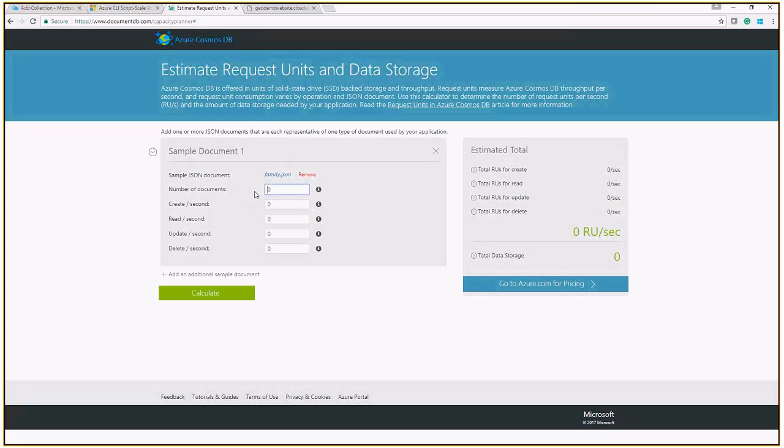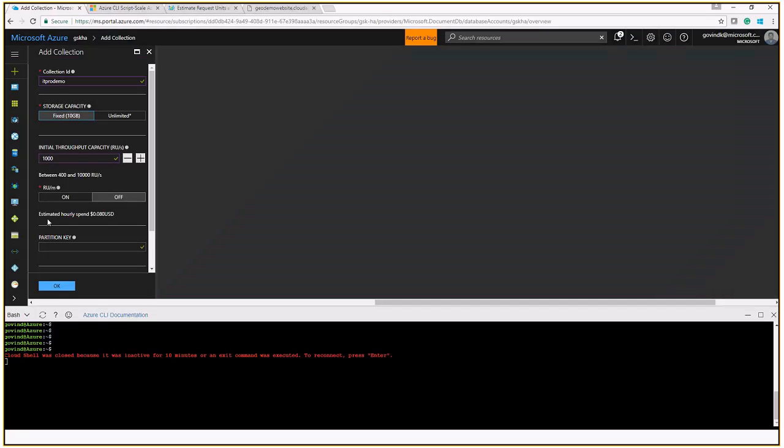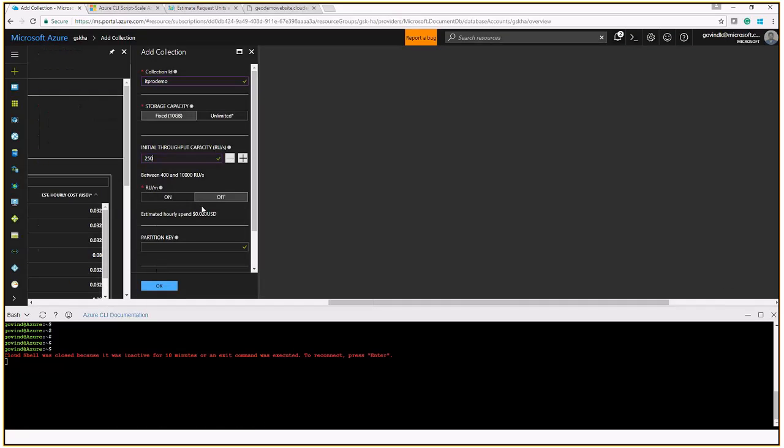Here, let us say we want to store 1 billion odd documents. We will do about 100 odd creations per second. We will do 1,000 reads and some updates. If you provide updates, you have to give us the document again. So just calculate the number of RUs which are required. You would require about 2,500 RUs. So you come here and you just go ahead and say, okay, I need 2,500 RU.